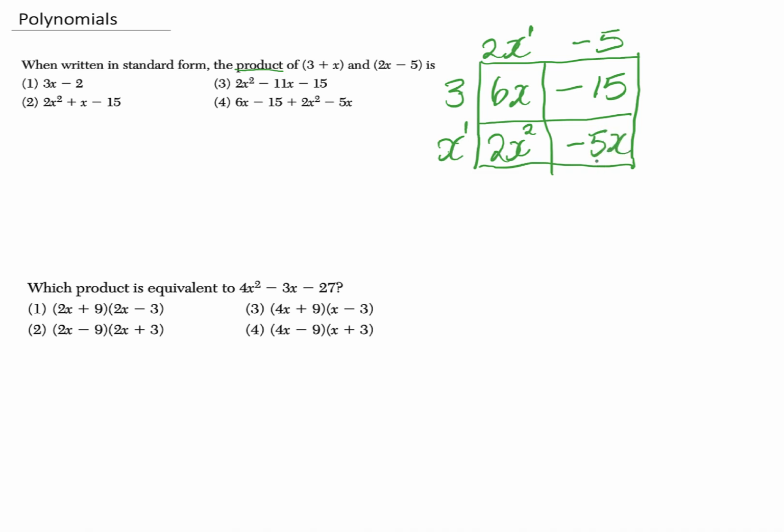Now, once you're finished filling in your box, we have to look for the like terms, and those are usually diagonal. Now, if I go this way, these are not like terms. This is a 2x squared, and this is a negative 15. This negative 15, we call this a constant. However, if you look diagonally this way, the 6x and the negative 5x are like terms. They're both x's. So we're going to combine these two.